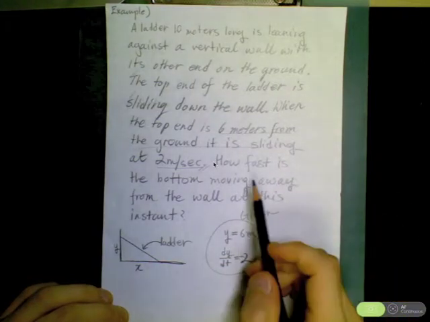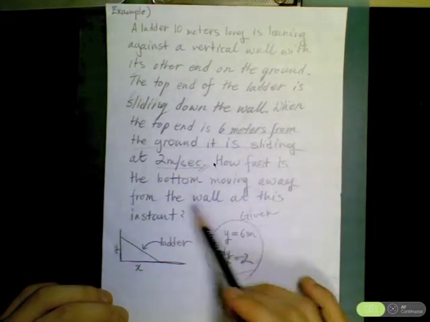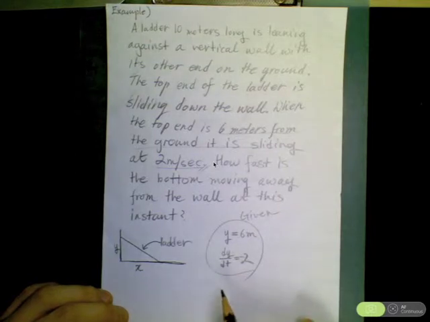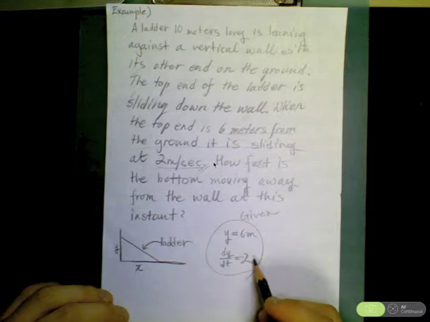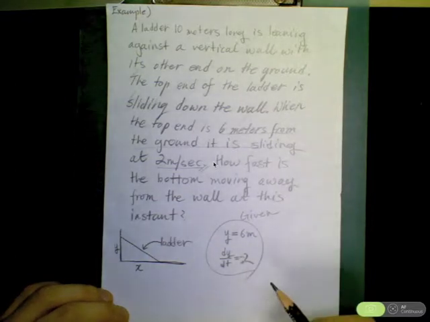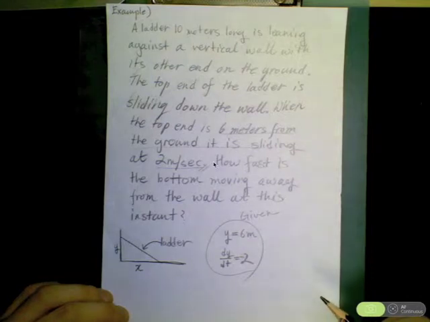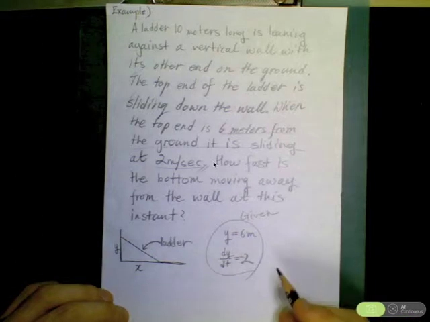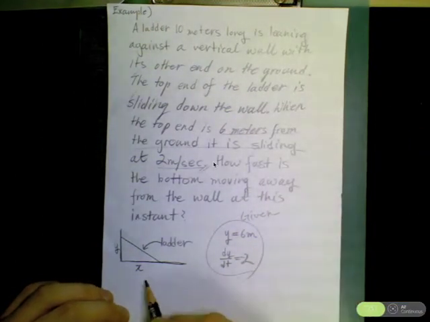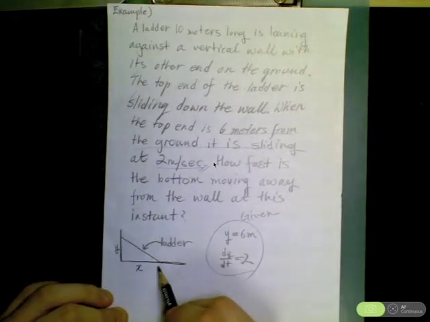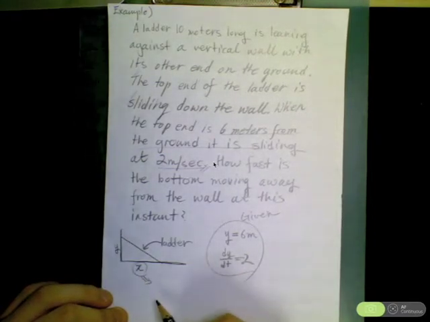And the rest of the problem is how fast is the bottom moving away from the wall at this instant. So these are the given data, but what was our third step? Our third step was solve for missing parts at time t. That means we have to find the information that is not directly given in this problem. In this case, it would be finding the x. How can we find the x?